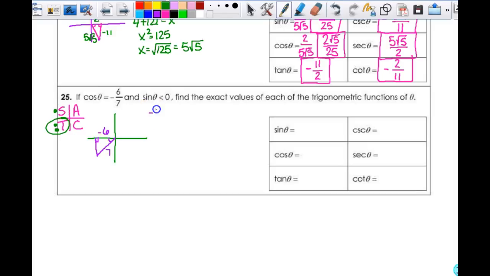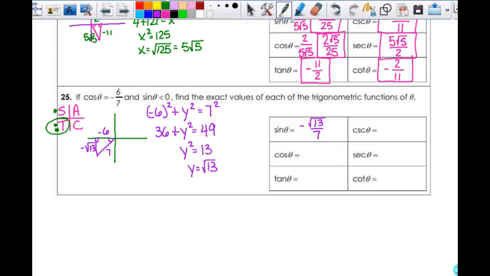So this will be negative 6 squared plus, that would be my y squared. I used x up there. That's not really my x value. I just used x as a variable. Might have been a bad idea. I probably should have used r. Equals 7 squared. So I'm going to get 36 plus y squared equals 49. So y squared equals 13. Y equals the square root of 13. Okay, but it's really over here negative square root of 13. So my sine theta, sine is opposite over hypotenuse, so that's negative square root of 13 over 7.